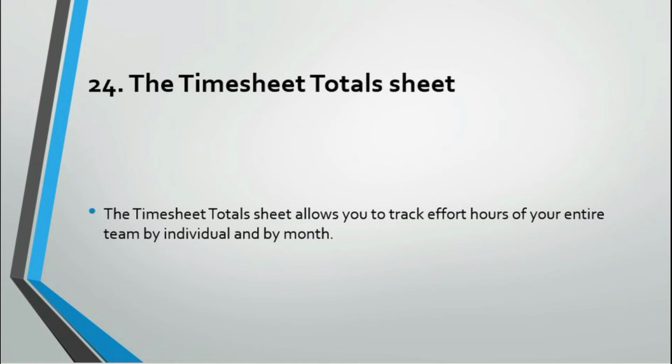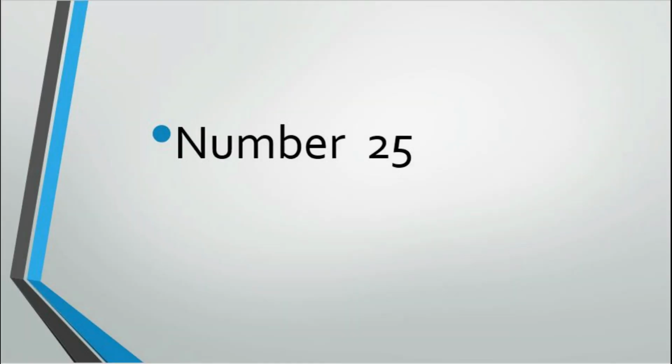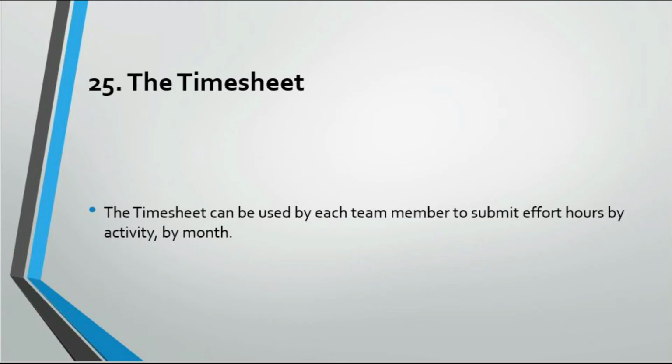And number 24 is the timesheet totals. This allows you to track effort hours of your entire team by individual and by month. Number 25 is the timesheet. This one is used by each team member to submit effort hours by activity by month.